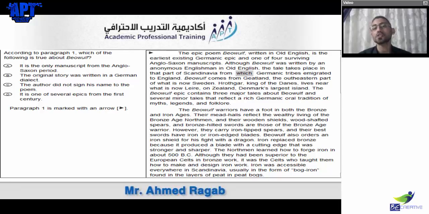So here, for example, that's the first question about this piece of reading. The epic poem Beowulf, written in Old English, and so on. According to paragraph 1, which of the following is true about Beowulf? The options: it is the only manuscript from the Anglo-Saxon period; the original story was written in a German dialect; the author did not sign his name to the poem; it's one of several epics from the 1st century.